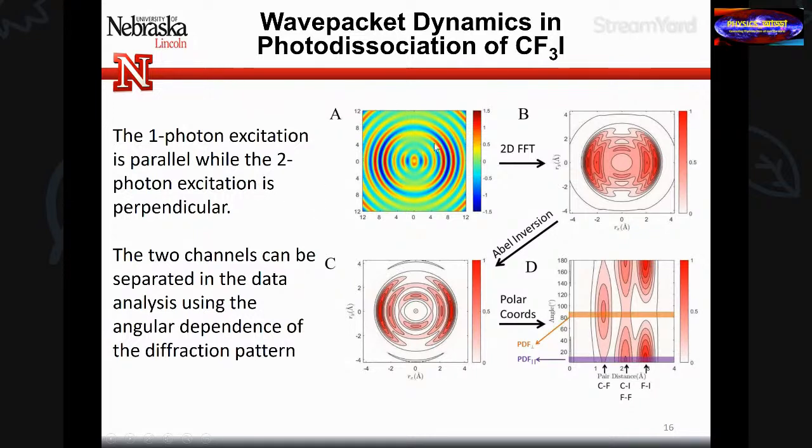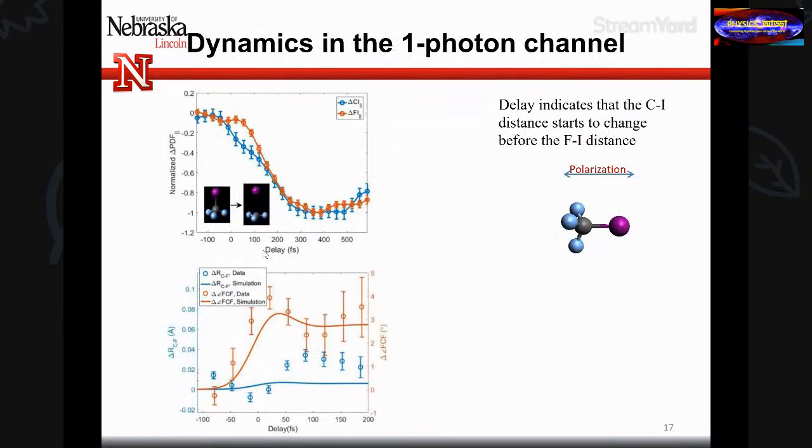So for example, this is our difference diffraction pattern. And if we do a Fourier transform and Abel inversion, now we basically get a pair distribution function as a function of angle. So for example, if we plot this in polar coordinates, we can look at the distances which are in the direction parallel to the laser polarization. So this would be this. And we can look at the ones that are perpendicular to the laser polarization. So we can use this to disentangle these two different reaction pathways. So if we now focus first on the one photon channel, and then now, because we have this structurally sensitive information, I can look at the specific distances.